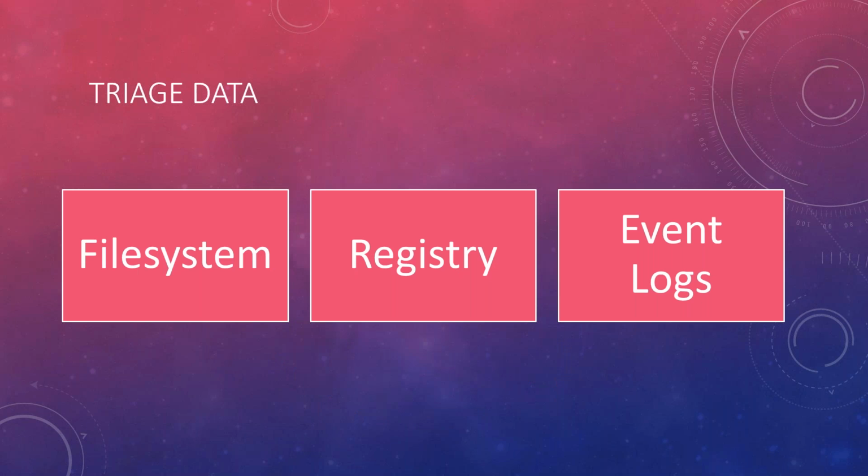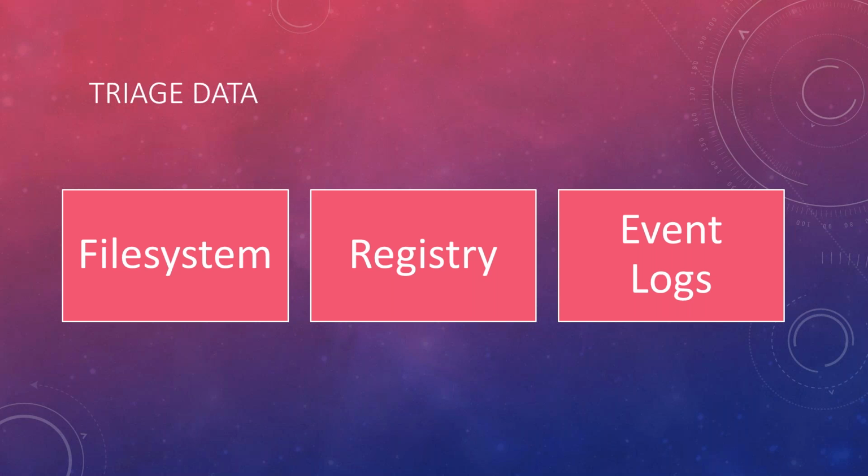When we talk about the triage data, for this presentation and walkthrough, I'm going to be focusing on 3 data sets. The first data set will be the file system. With the file system, we'll be talking about files that have been created, and along with that, any timestamps associated with them on the system: modified, accessed, born, record update.